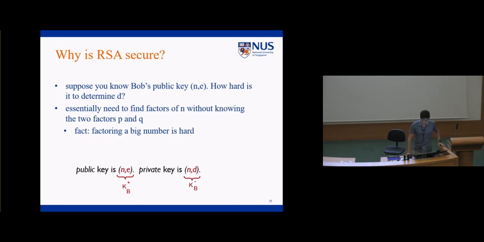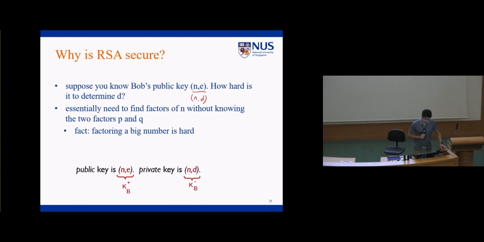And one thing we didn't discuss so far is why RSA is secure. In other words, how hard it is to determine the private key out of the public key, or any ciphertext, so to say. So let's say you know Bob's public key, which is practically the case. You always know the public key. This is publicly available, as the name implies. How hard is it to determine D, because as you recall, this is the private key, N and D pairs.